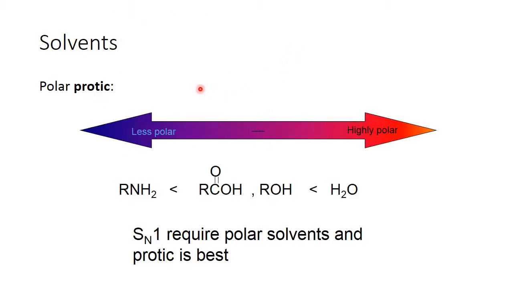So here are some polar protic solvents. These are going to accelerate SN1 reactions. Notice a hydrogen on an oxygen, a hydrogen on an oxygen, a hydrogen on an oxygen, a hydrogen on a nitrogen. Now, oxygen is more electronegative, so those solvents that have oxygen in them tend to be more polar and accelerate an SN1 reaction better. But all of these would help an SN1 reaction go.